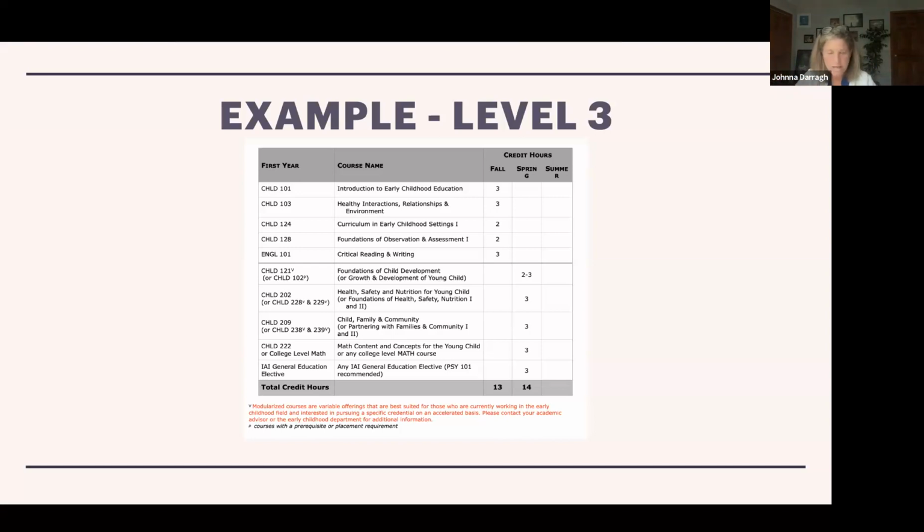Our early childhood math class or college level math is also required, and an IAI general education course is required. So individuals at level 2 can attain the full of their level 2 competency. They can pick up their level 3 competencies. And again, that's a financial aid requirement that we have, that 16-hour. So then at level 3, they're adding their general education requirements to that pathway. So I'm going to pause and see if there are comments or questions about this.